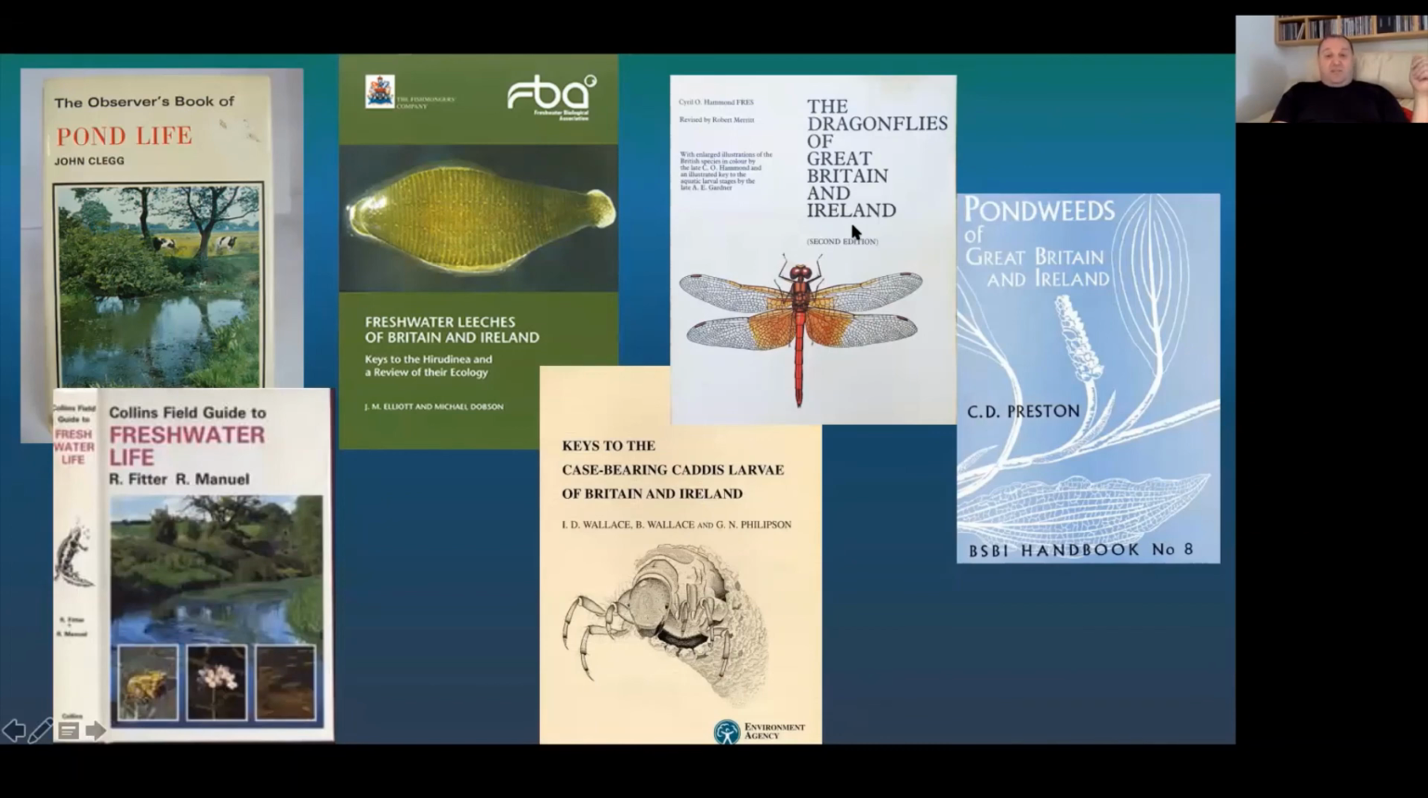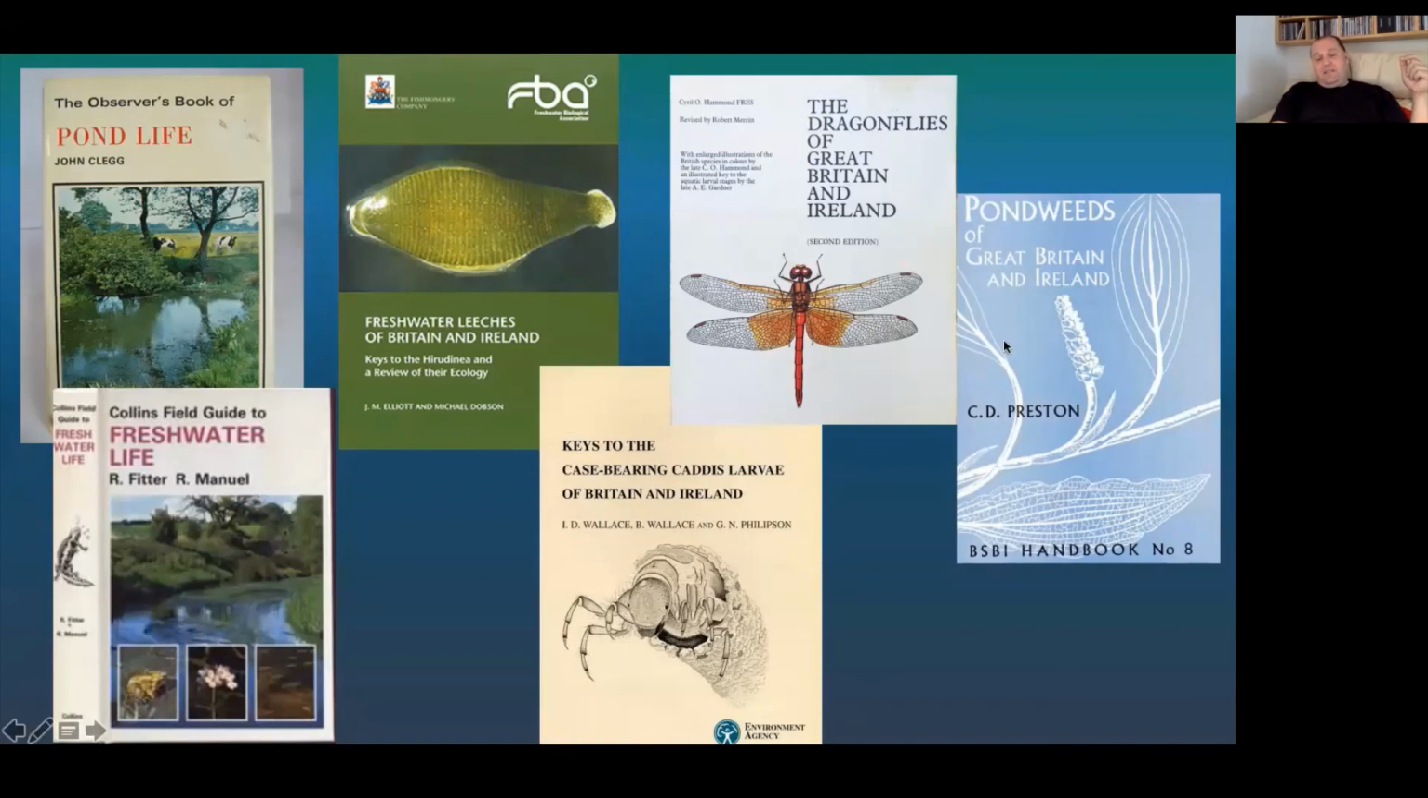Dragonflies, there's lots of great books on dragonflies. This is my personal favourite. I love this book. The drawings in it are just beautiful. It's not really a field guide, but you don't really need a field guide for the garden pond. And this shows you some of the larvae in quite a lot of detail as well, which is something that's very handy in a garden pond.